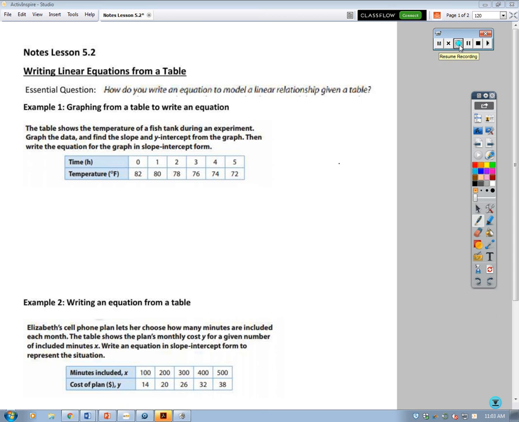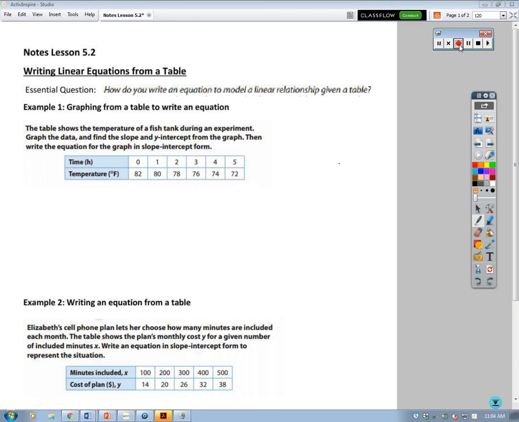Okay, Math 8 students, we are on to lesson 5.2, writing linear equations from a table. So our essential question for this lesson is, how do you write an equation to model a linear relationship given a table? In the previous lesson, we were writing linear equations, that's y equals mx plus b and y equals mx, using graphs and using situations. So this time we're going to go ahead and write linear equations using data from a table.